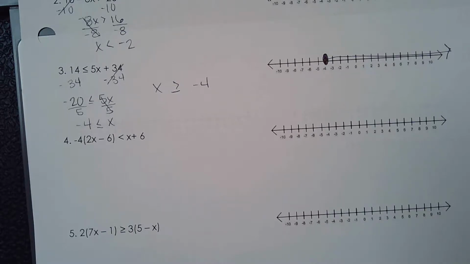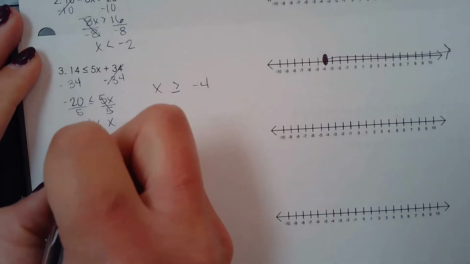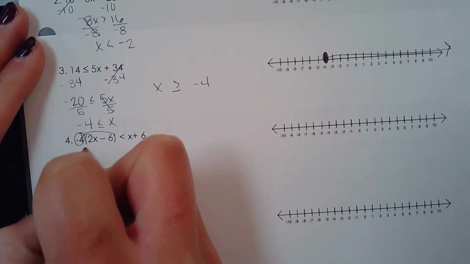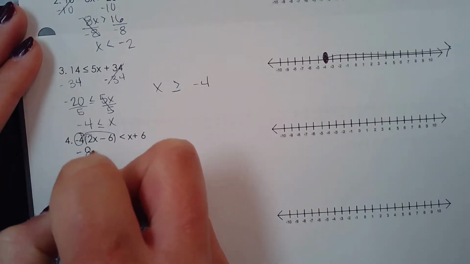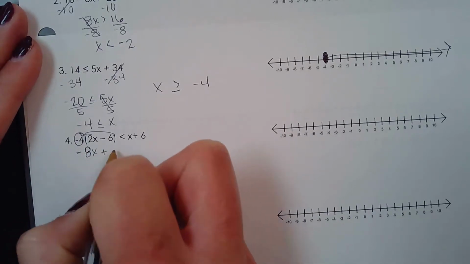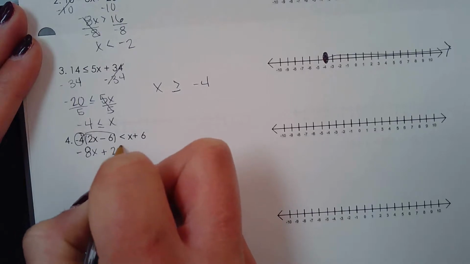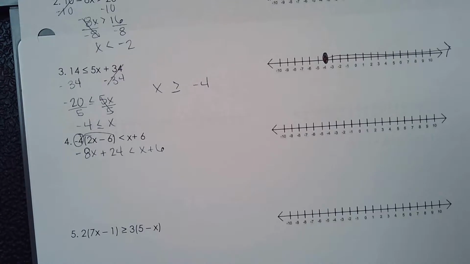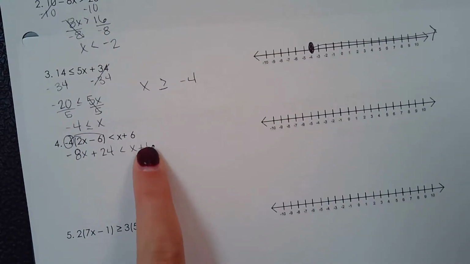All right, moving on. So number 4, what do we have to do first there? Distribute. So negative 4 times 2x, what do we get? Negative 4 times negative 6, what do we get? Oh, this is less than x plus 6. So we have x's on each side. We want to get them all on the same side. So we could add 8x or minus 1x.